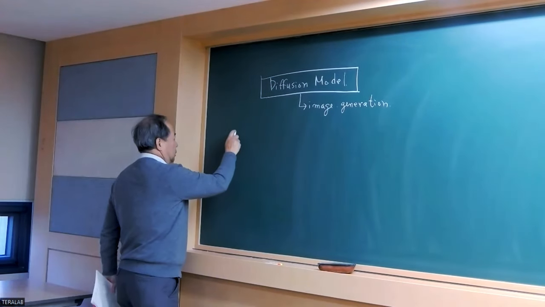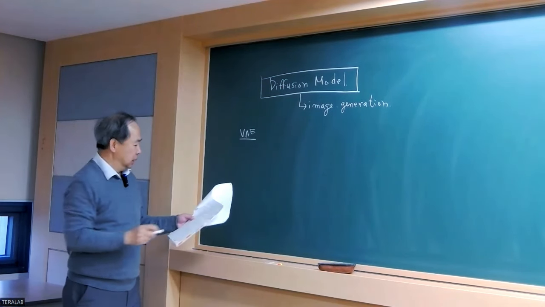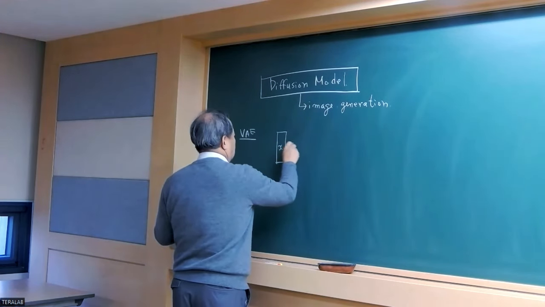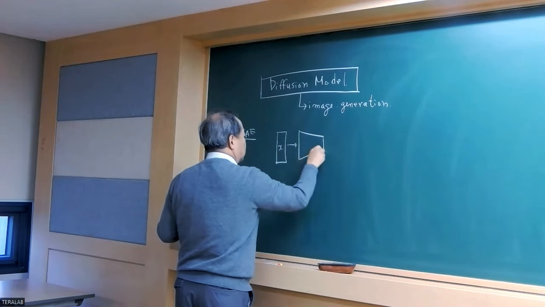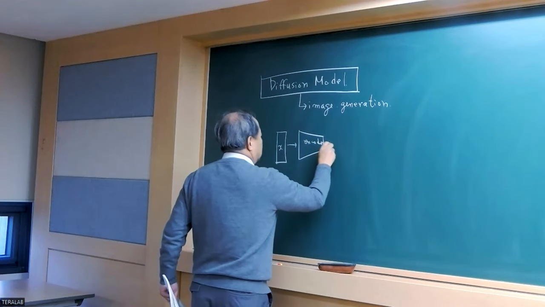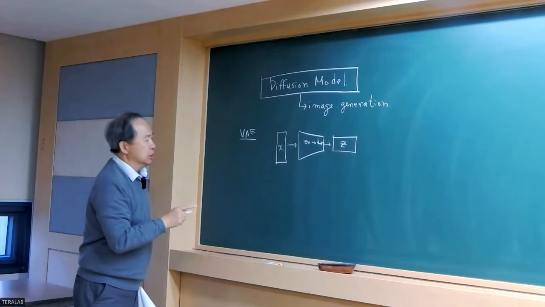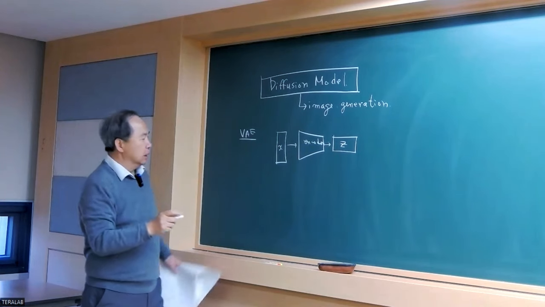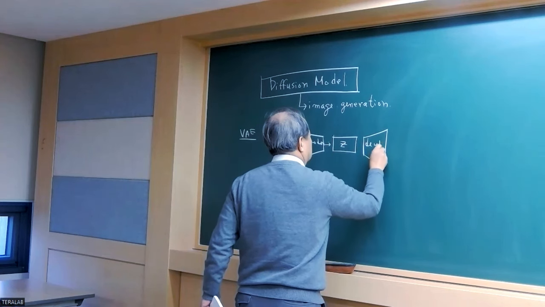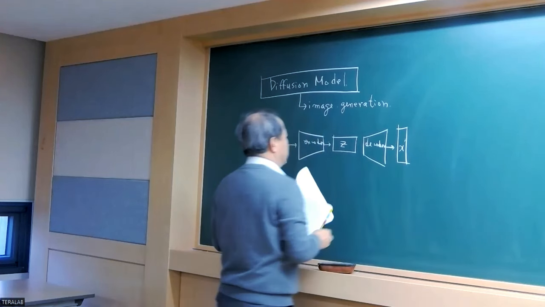You remember the variational autoencoder in the previous class. It has an input image and it has an encoder. The input image is converted to G space by using the encoder. And then we have a decoder, and finally we have the generated image X dash.